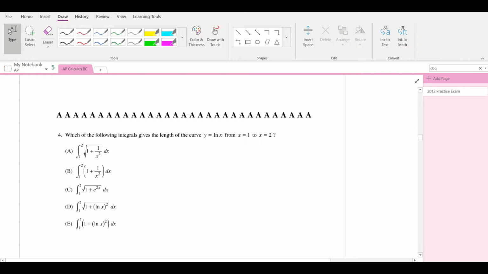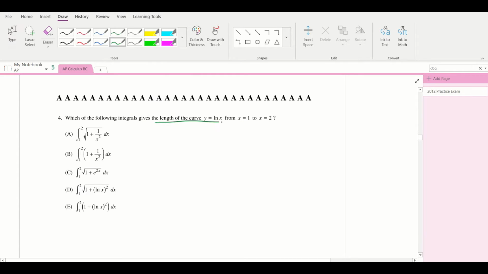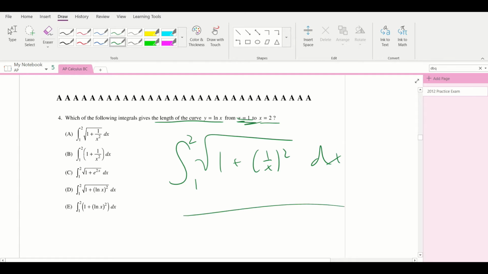All right, so you want to find the length of this curve. And this is just formula memorizing because it's in terms of x. So you're integrating with respect to x because it's from x equals 1 to x equals 2. So it's just, I mean, you just remember the formula.